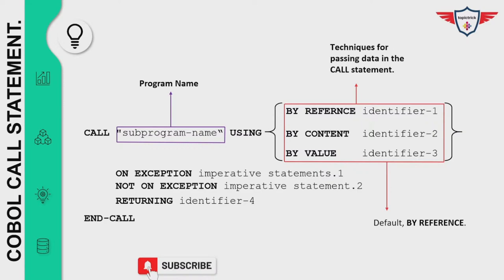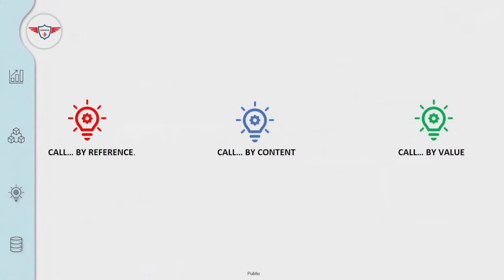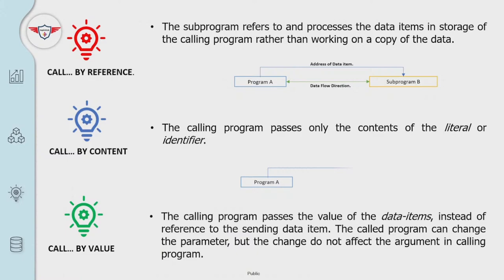The first one is call by reference. When the data is passed by reference, the address of the data item is supplied to the called subprogram. So any change made to the data item in the subprogram is also made to the data item in the main program, because both items refer to the same memory location. If you look at the flow diagram, program A, which is the main program, is calling the subprogram, program B, and it is passing the address of the data item. Therefore, program A and program B are accessing the same memory location.